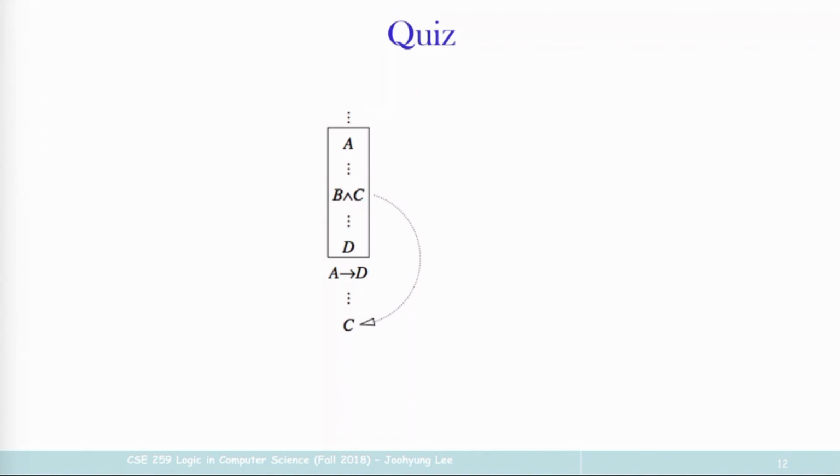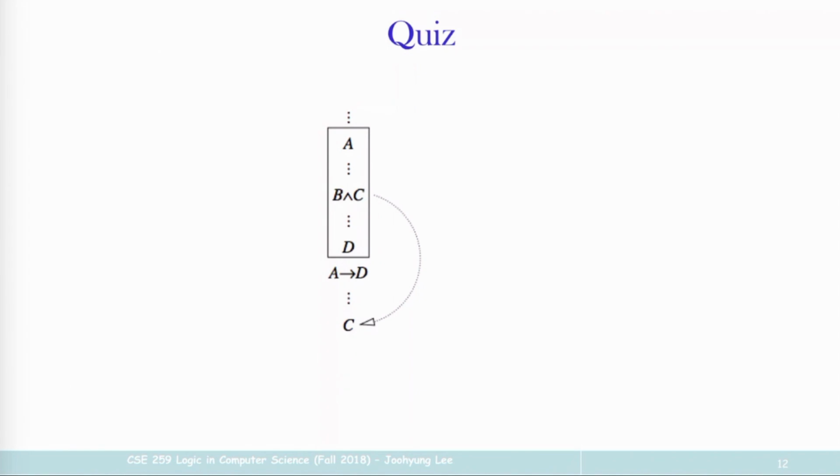Okay, let's actually do something here. What is wrong with this picture? So this is a part of the deduction rule. So you have A, and somewhere you have B and C, and D, and you can derive A and D, and then you derive C. What is wrong with this?